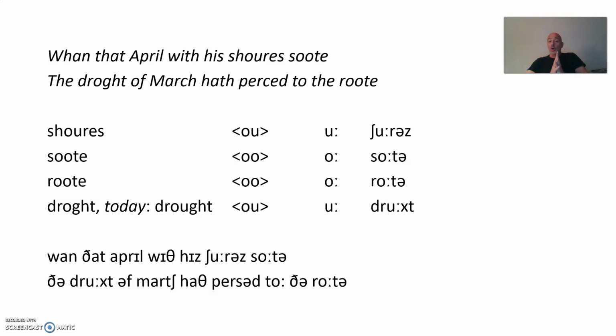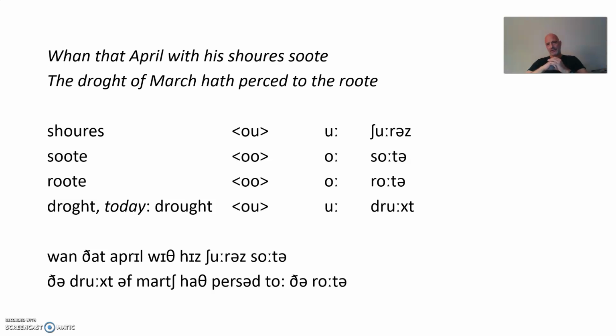We know that the OU spelling in Middle English used to be long U, and therefore you say shures. Double O spelling is long O, therefore soote. The same for roote. Those two rhyme, soote and roote. And droghte: today we have drought, with an OU spelling. Chaucer's spelling is sometimes not very regular. Most likely in Chaucer it was droghte, because today we have drought. Okay, you will see this droghte.